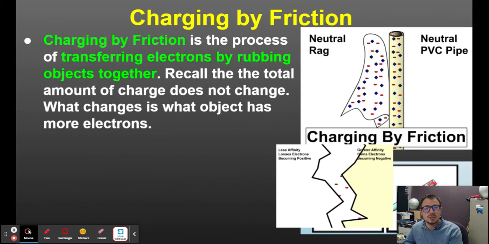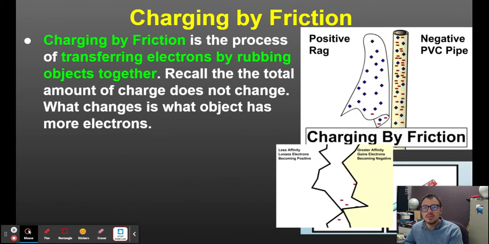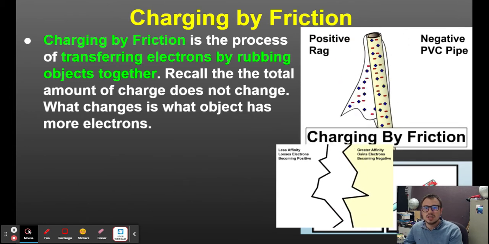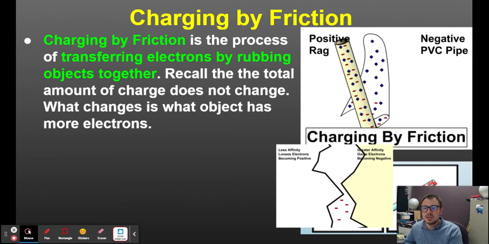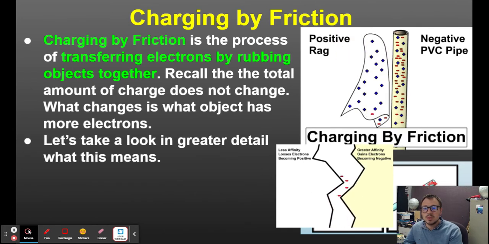Now let's look at charging by friction. So charging by friction is the process of transferring electrons by rubbing objects together. Now recall the total amount of charge does not change. What changes is that on the object there are more electrons.